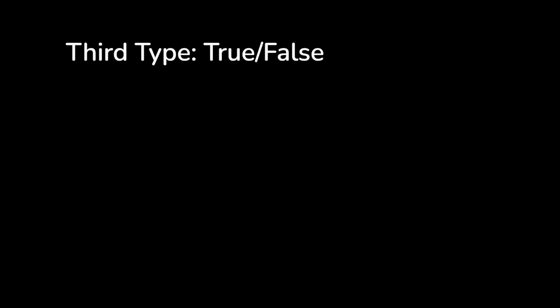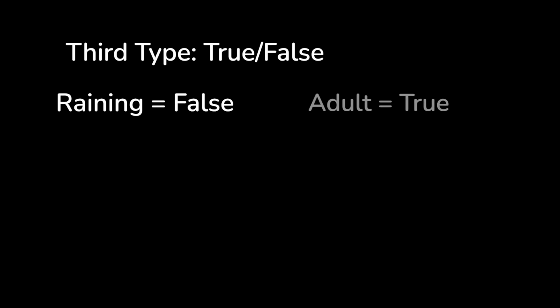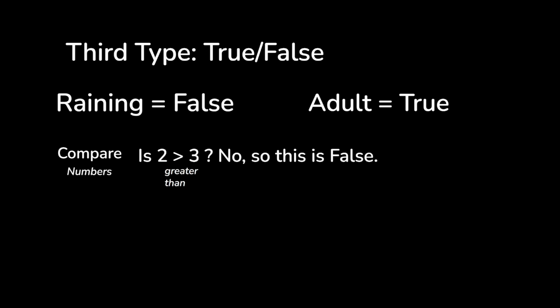The third type is true or false. For example, you can have a variable called raining. That's false if it's not raining. Or you can have a variable called adult. That's true if the person is over the age of 18. You're able to compare numbers with true or false. For example, you can do, is 2 greater than 3? No. So this is going to come out as false.